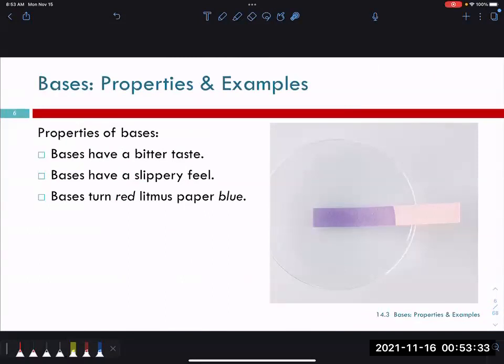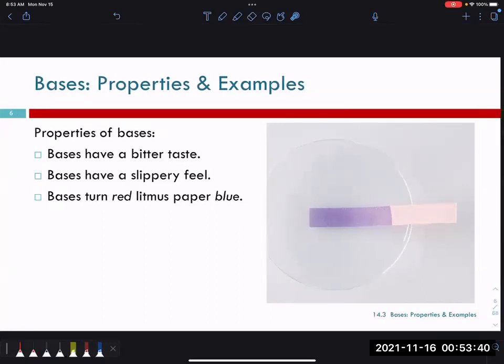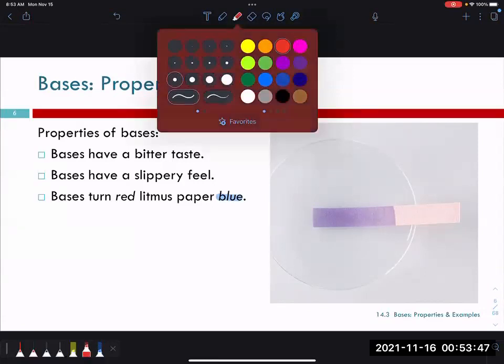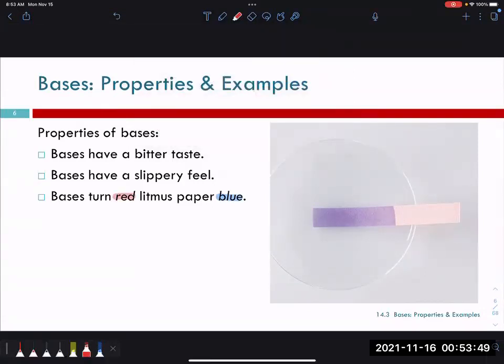Bases, on the other hand, have a bitter taste, and bases have a slippery feel to them. Bases turn red litmus paper blue. I believe litmus paper actually comes from a lichen, which is a type of symbiotic organism that grows on trees. It was one of the first indicators.